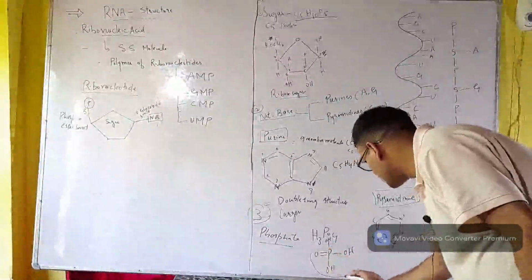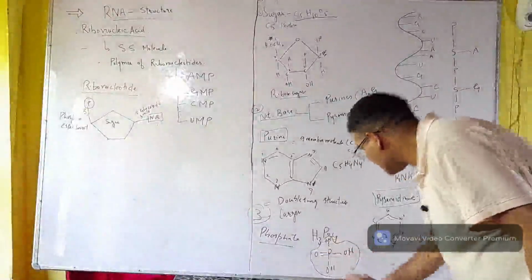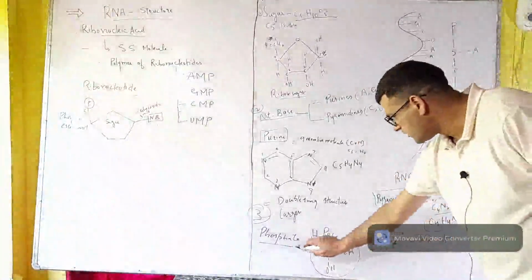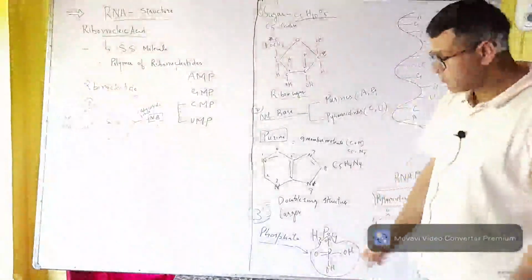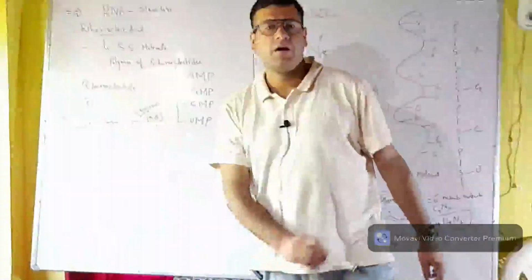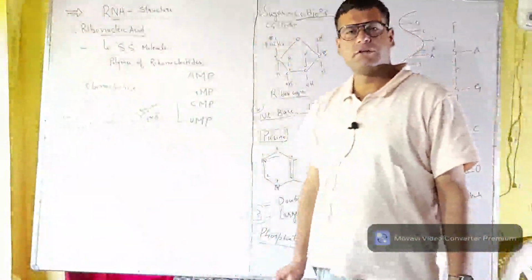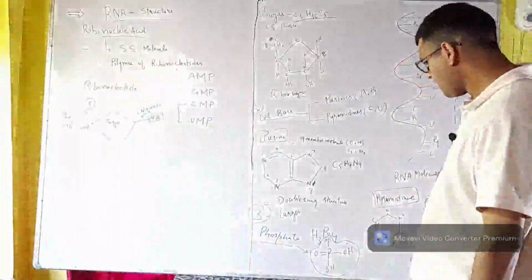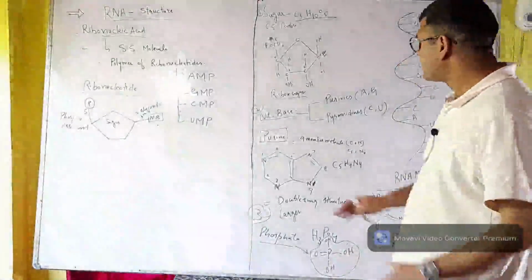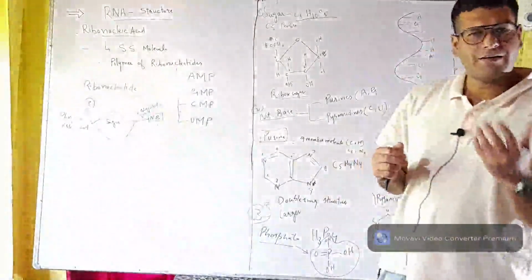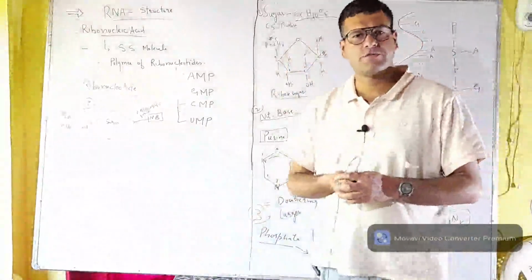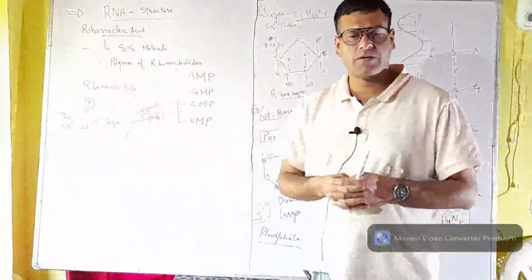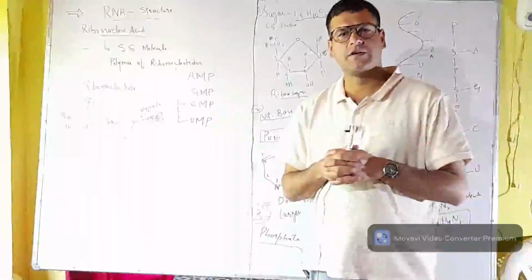So this is a phosphate group, which is attached to the carbon fifth of the sugar by means of a bond that is called as phosphoester bond. Now we can understand, in an RNA molecule, we say that one end of the RNA molecule is the 5' end, and another end of the RNA molecule is the 3' end.